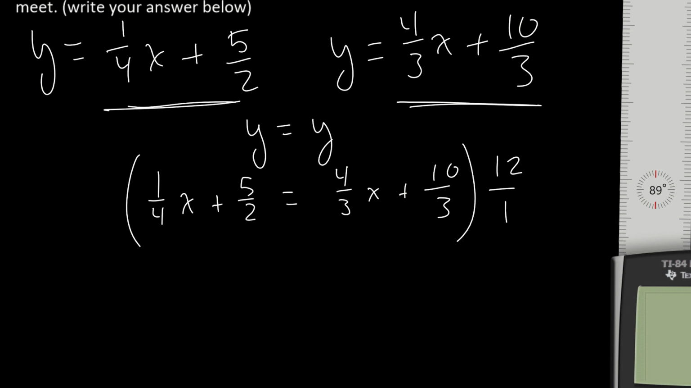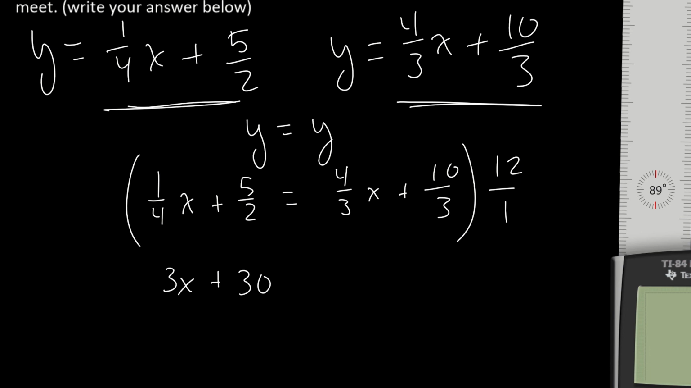So I'm gonna put a factor of 12 across the whole thing. Actually, you know what? I'm gonna talk through this. So 12 times 1/4 is 3. So this is going to become 3x. 12 divided by 2 is 6 times 5, so this is going to become plus 30.